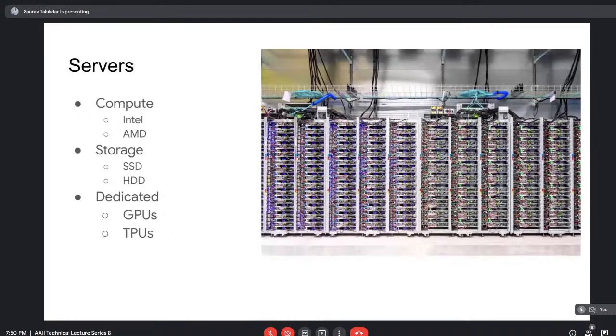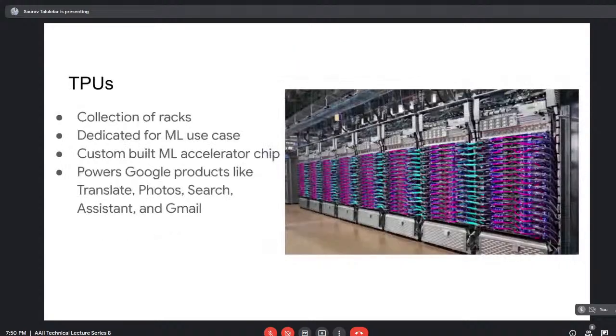GPUs typically could be from NVIDIA, could be from AMD as well, and any of the standard GPUs that you see are available in the dedicated GPU servers. And when I say TPUs, TPUs are custom chips which Google has designed, dedicated for machine learning applications. In the next slide, I'll cover more about what a TPU server looks like.